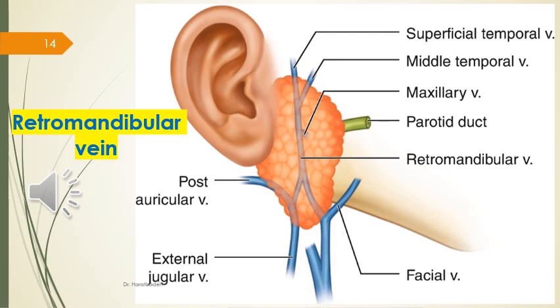The next structure we have in the thickness of the parotid gland is the retromandibular vein. This vein comes from the confluence of the superficial temporal and maxillary veins, descends inside the substance of the parotid gland, and divides into two branches, anterior branch and posterior branch. Anterior branch joins the facial vein, and posterior branch joins the posterior auricular vein and forms the external jugular vein, as you can see in the picture.